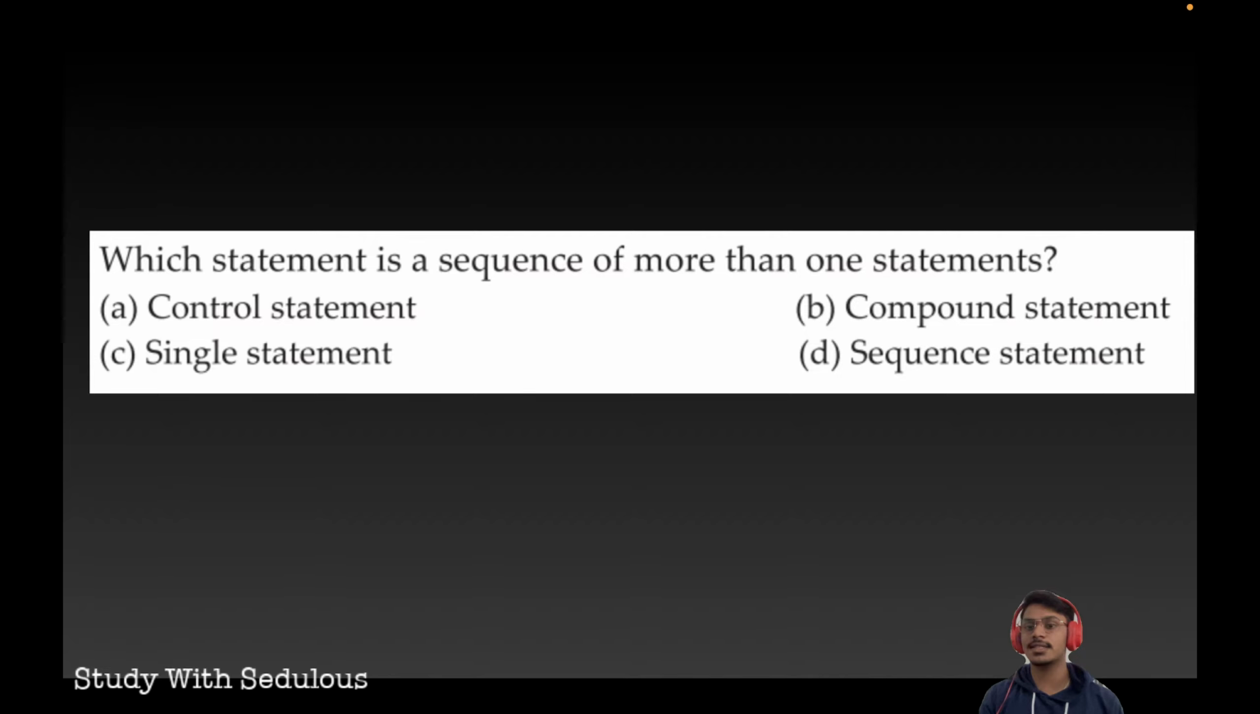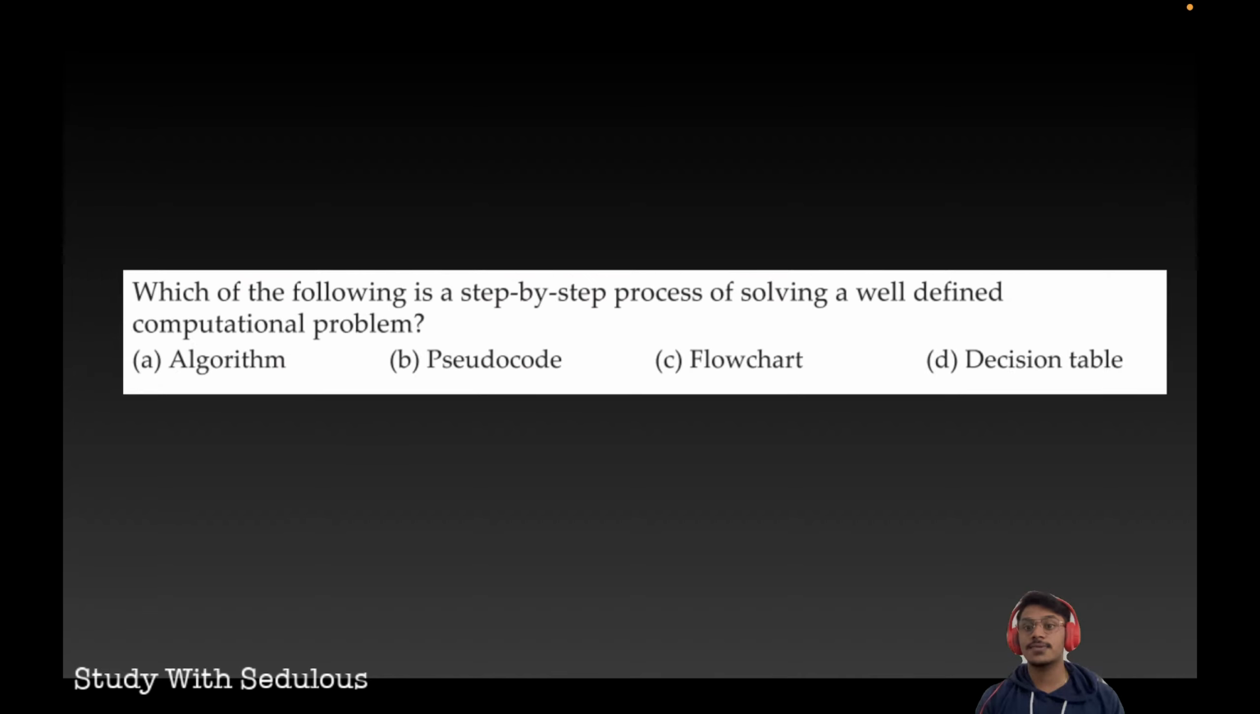Next, yeah, correct answer. Compound statement is a sequence of more than one statement. Next question. Which of the following is a step-by-step process of solving a well-defined computational problem? Step by step, what do we get? Is it an algorithm? Is it pseudocode? Is it a flowchart or decision table?